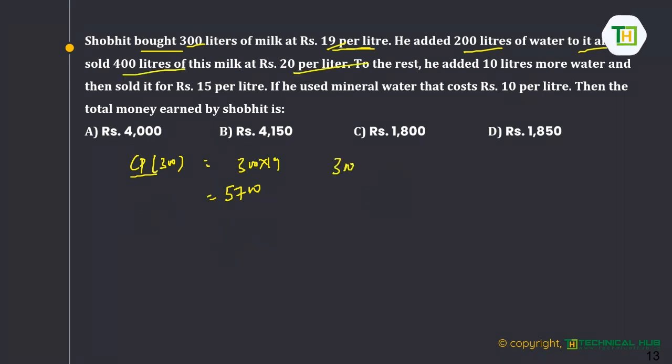He added 200 liters of water to it and sold 400 liters of this milk at 20 per liter. Actually, he has 300 liters of milk and further he added 200 liters of water, then the total quantity is equal to 500 liters. So out of 500 liters, he sold 400 liters. So 400 into 20 is equal to how much? So 8,000. Still, how many liters does he have? So 500 minus 400 means 100 liters of the milk and water combination is there.